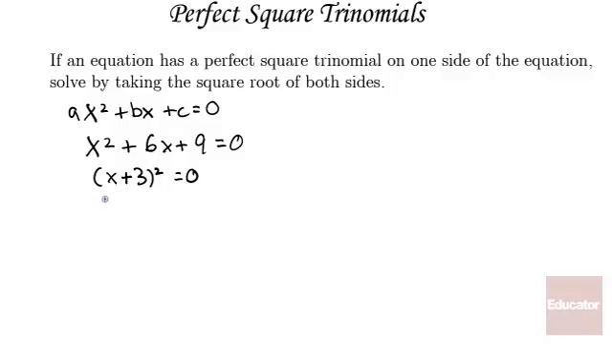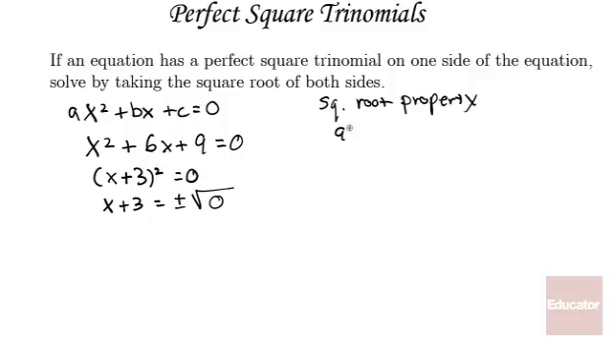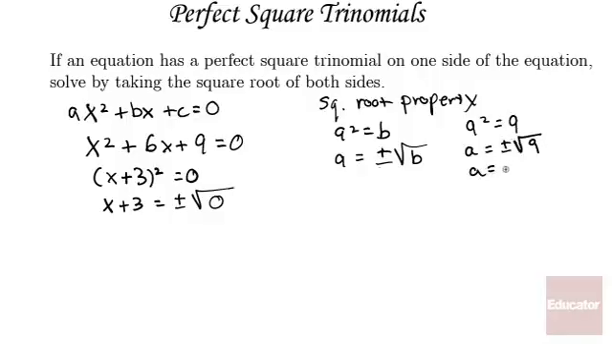If I take the square root of that, I'm going to get x plus 3 equals plus or minus the square root of this other side. Recall that I'm using the square root property. The square root property says that if I have a squared equals b, I can solve for a by taking the square root of b, its positive value, and then the negative of whatever that result is. For example, if a squared equals 9, then a equals plus or minus the square root of 9, so a equals plus or minus 3, because both 3 squared and negative 3 squared are equal to 9.